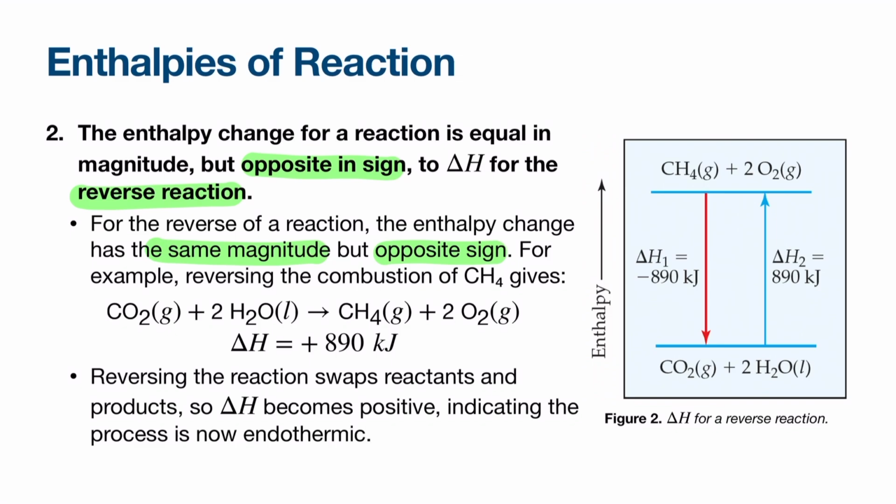Now we go from carbon dioxide and water back to methane and oxygen. The delta H becomes positive 890 kilojoules, meaning heat is absorbed. This is now an endothermic process. So anytime that we reverse a reaction, just remember, delta H flips the sign. A reaction that released heat before now needs heat to happen.